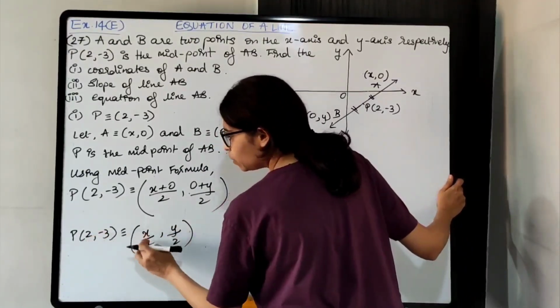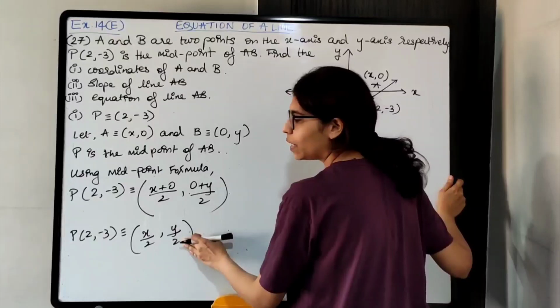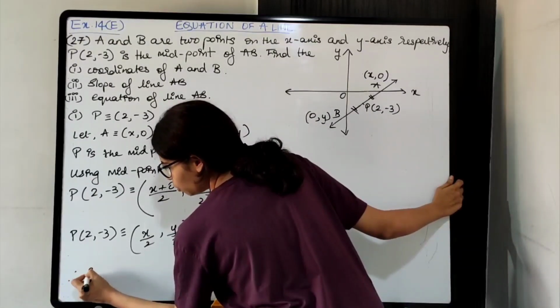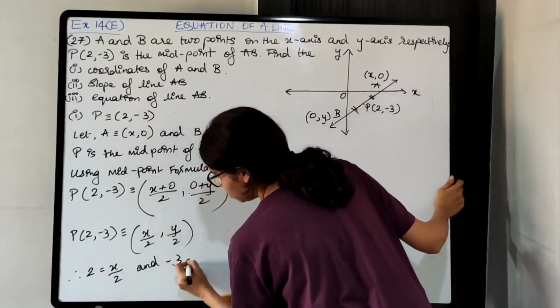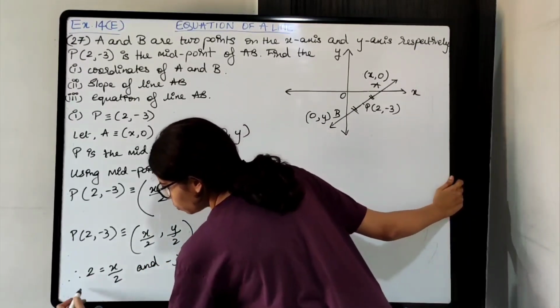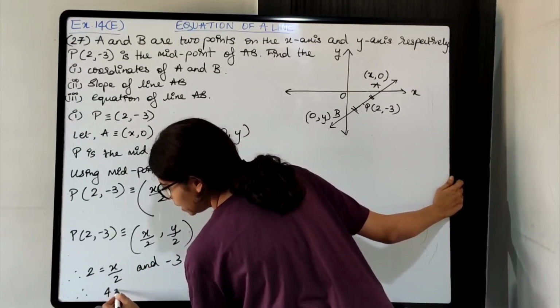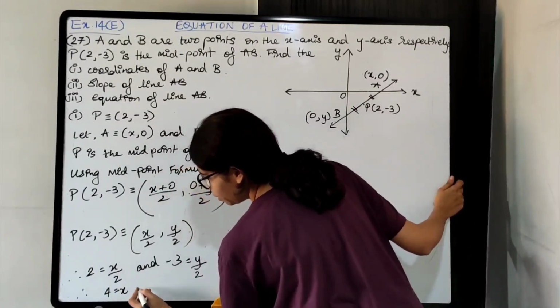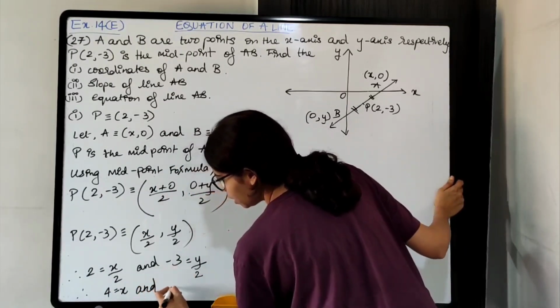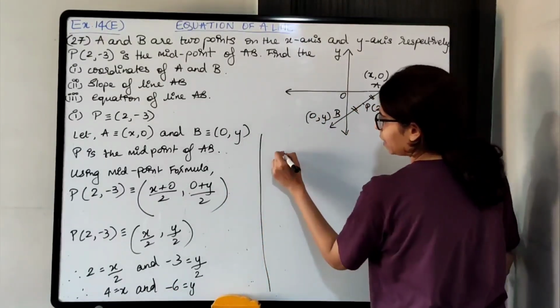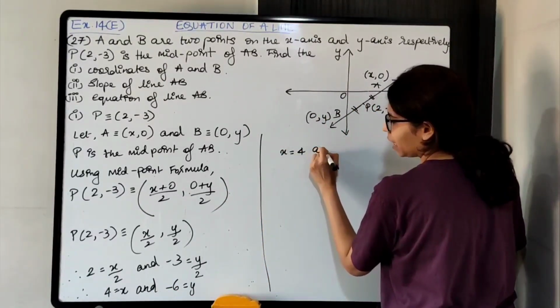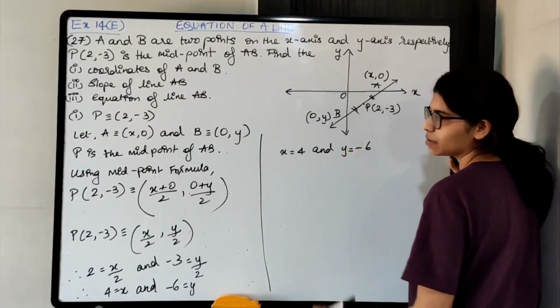Equate करो, 2 is equal to x by 2 and -3 is equal to y by 2. So therefore 4 is equal to x, 2 मल्टीप्लाई हो जाएगा, यहाँ पे -6 is equal to y. So we'll get x is equal to 4 and y is equal to -6.